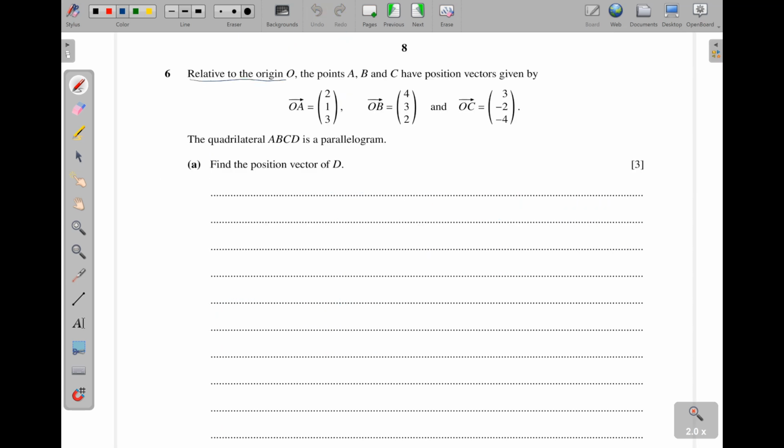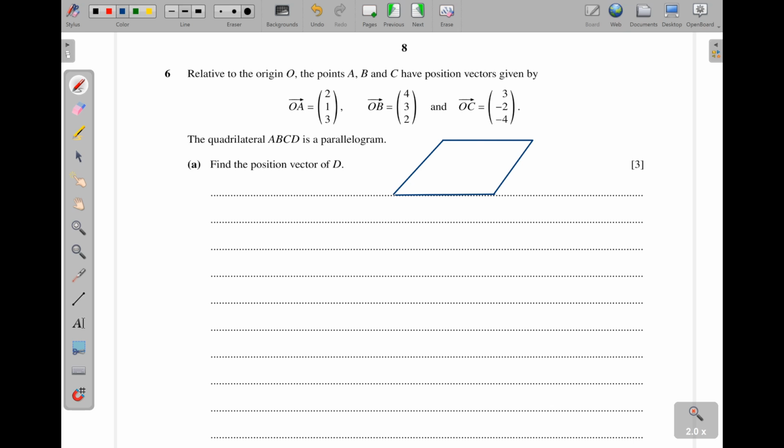Question 6. Relative to the origin O, the points A, B, and C have position vectors given by these. The quadrilateral ABCD is a parallelogram. Find the position vector of D. Now, a parallelogram, you have to follow that direction there. If they say A, B, C, D, follow that.